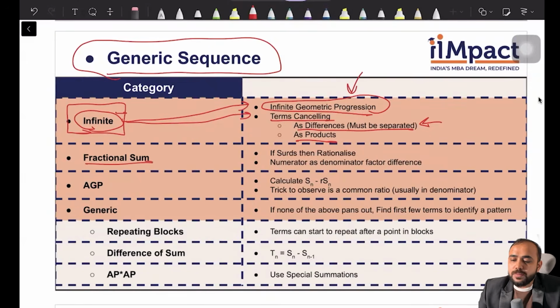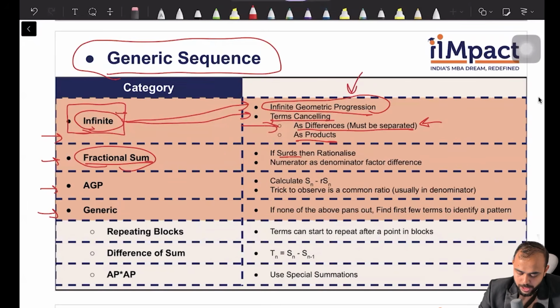Fractional sum is also something which is immediately noticed when they are asking you to add fractions. All right. Because they will have to write the fractions, your mind should immediately go here that this is a fractional sum. Now, when you are dealing with fractional sums, again, these categories are not mutually exclusive. You can have fractional sum and infinite together. Infinite fractional sum you can have, which is one of the ways where your differences manifest.